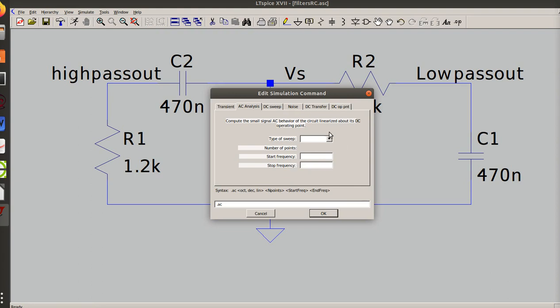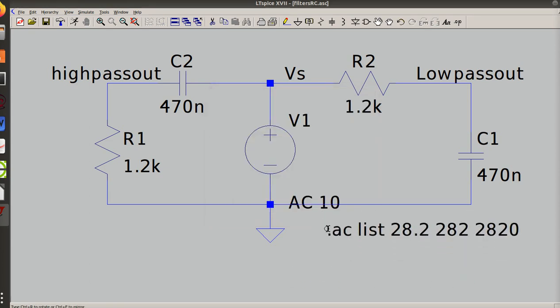If I do the points or type of sweep, I can do a list, and I can do all of my frequencies at once. We'll see how this goes. 282, 28.2, and 2820. Decade below, corner frequency, decade above. Click OK. We'll see how the analysis looks.